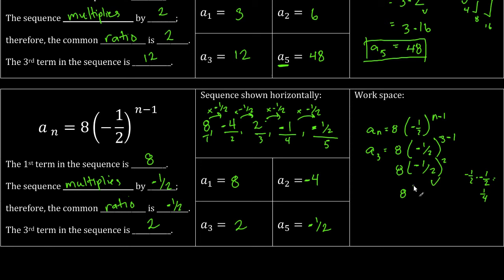At this point, you'll either have this, or if you use a calculator, you would have this. But either way, you'll get 2. So a sub 3, the third term, is 2. And the third term was 2. Good.